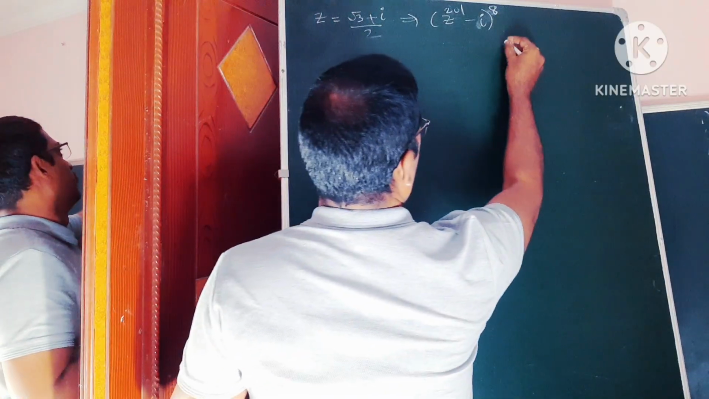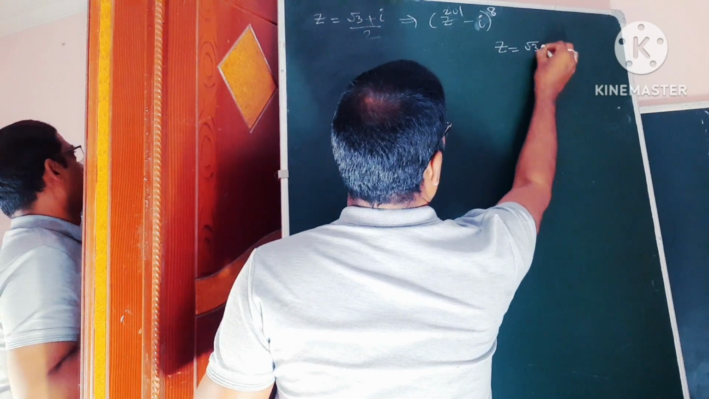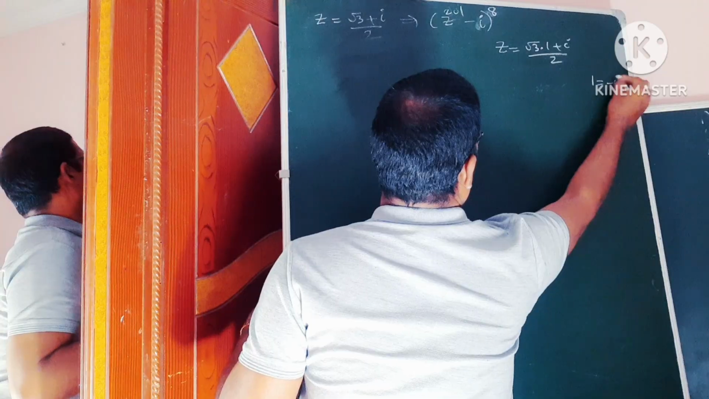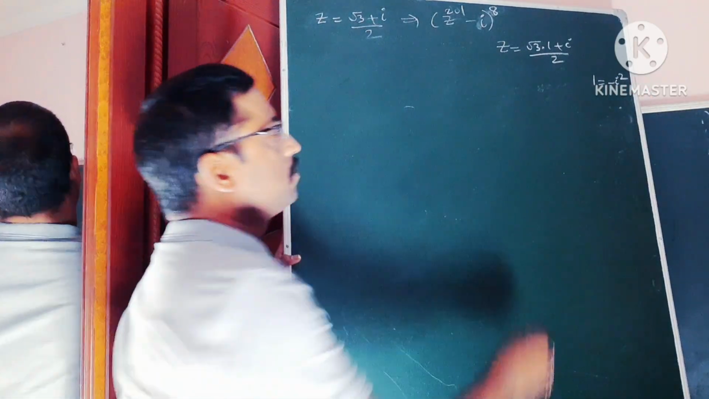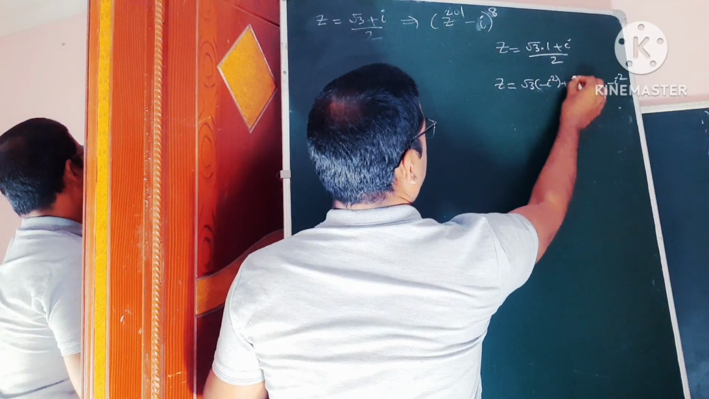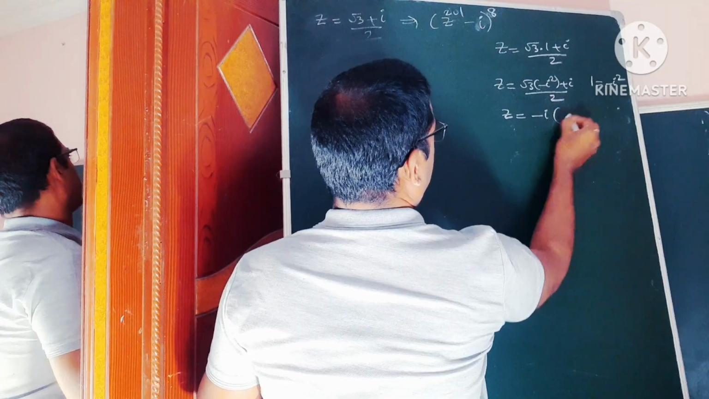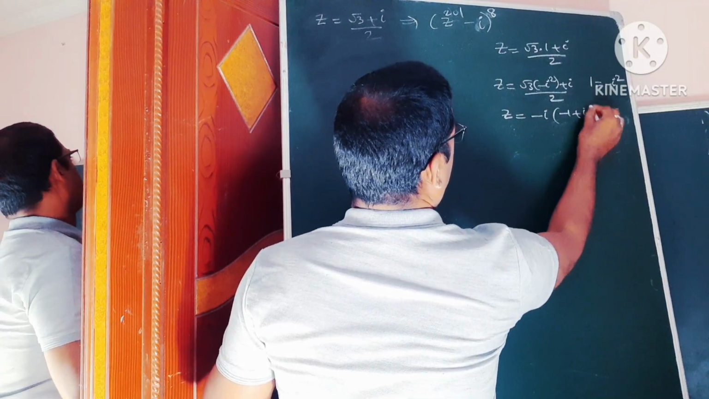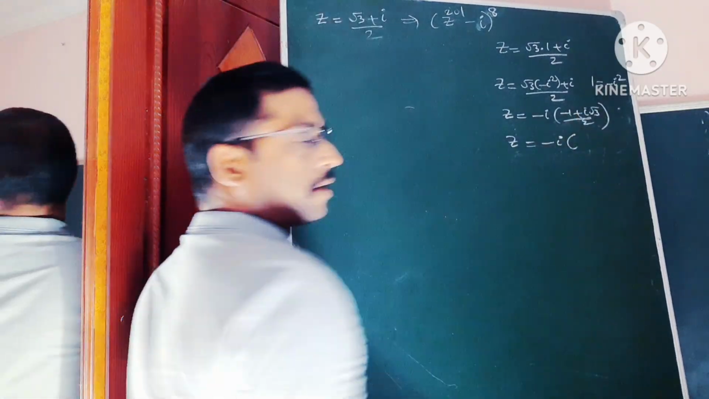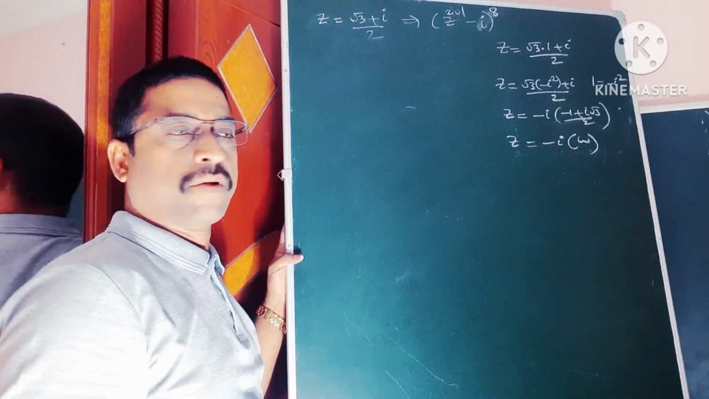Okay, now z is equal to what is given here, root 3 into (1 plus i)/2, right? So I can write minus i square. Now z is equal to root 3 into (minus i square plus i)/2. So z is equal to minus i common, what we get here: minus i into (minus 1 plus i root 3)/2, which is nothing but omega value, cube root of unity.